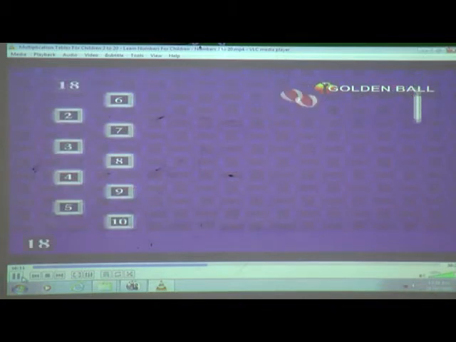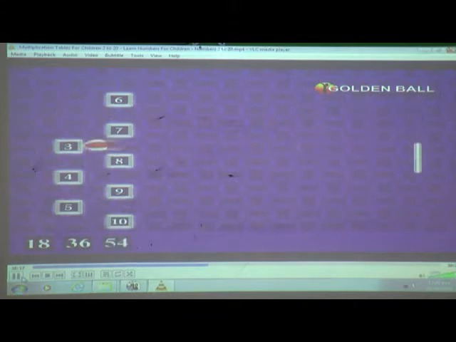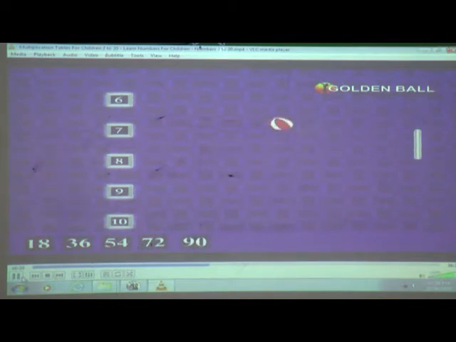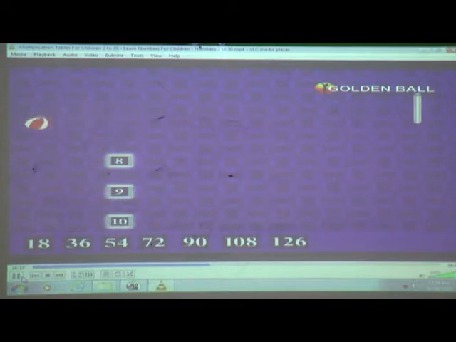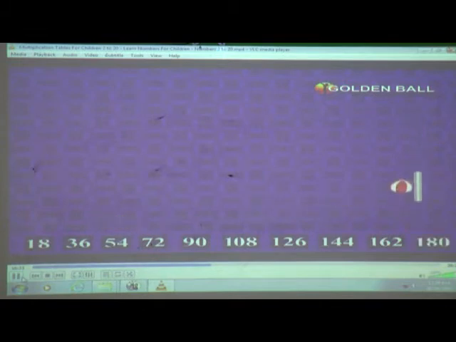18 ones are 18. 18 twos are 36. 18 threes are 54. 18 fours are 72. 18 fives are 90. 18 sixes are 108. 18 sevens are 126. 18 eights are 144. 18 nines are 162. 18 tens are 180. Come along.